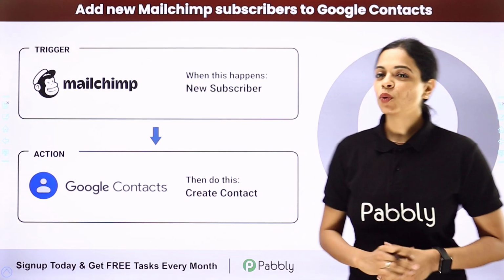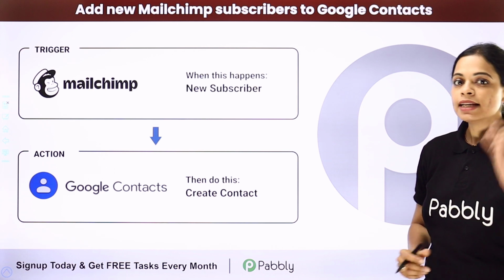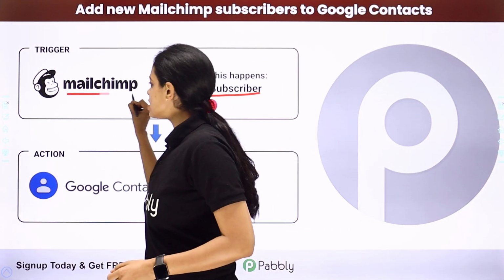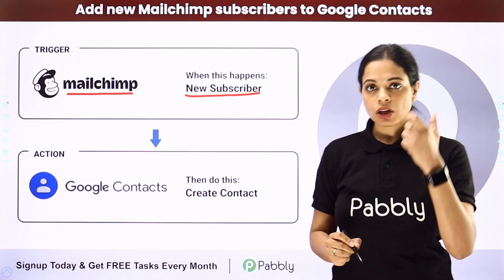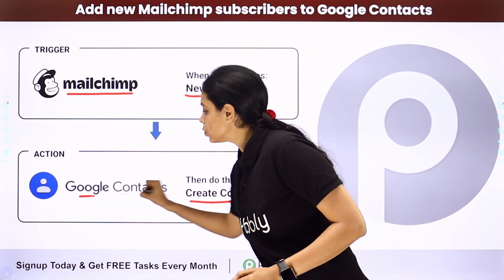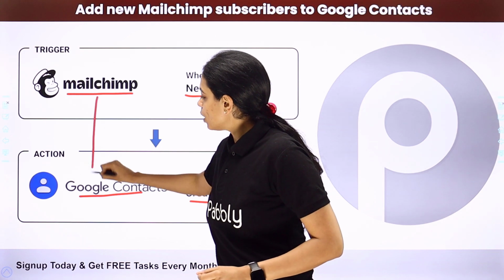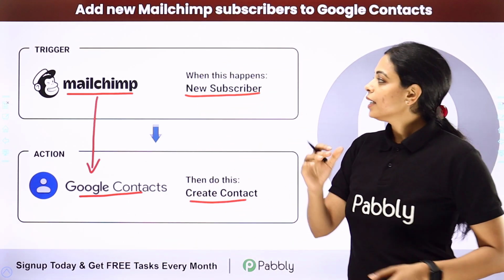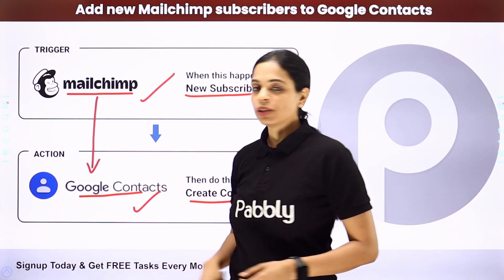In this video, we are going to see how to add new Mailchimp subscribers to Google Contacts. So every time a new subscriber is created in Mailchimp, which is an email marketing tool, you want the information of this subscriber to be created as a new contact in Google Contacts. Now, how can that be done? For this, you will have to integrate the two applications, and the same thing can be done using Pabbly Connect software. Here, your trigger application would be Mailchimp and your action application would be Google Contacts.